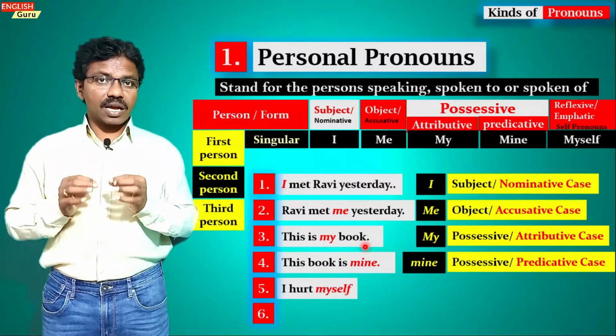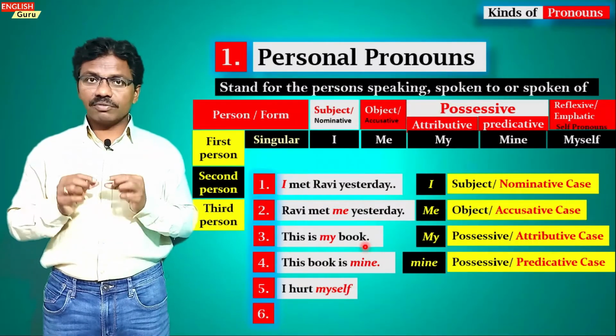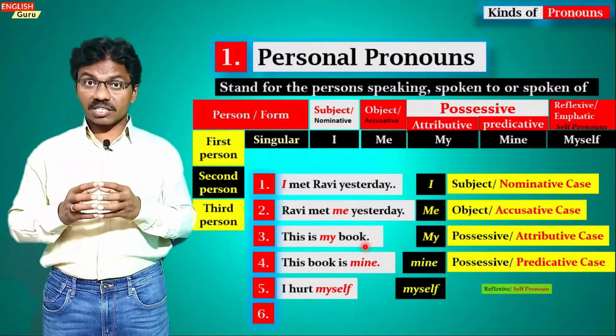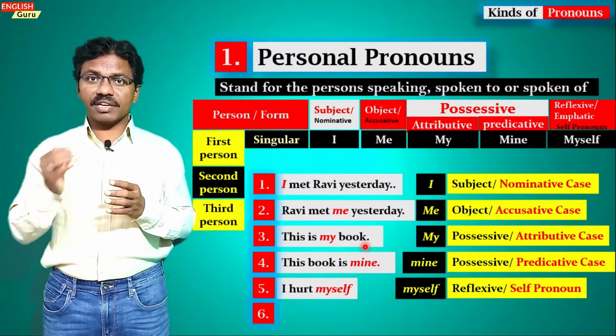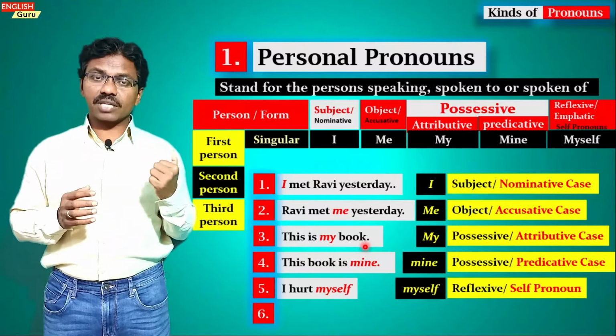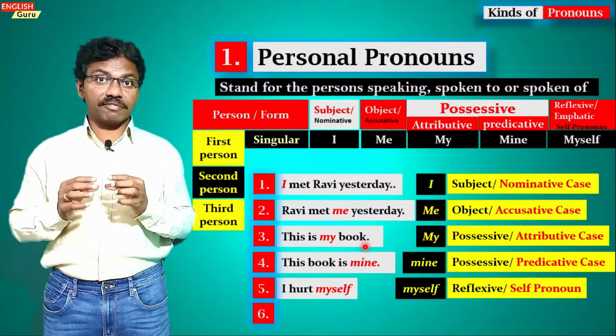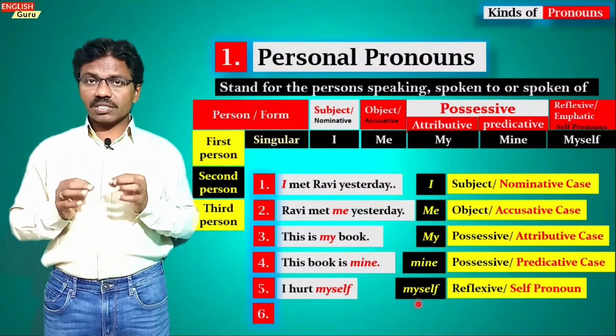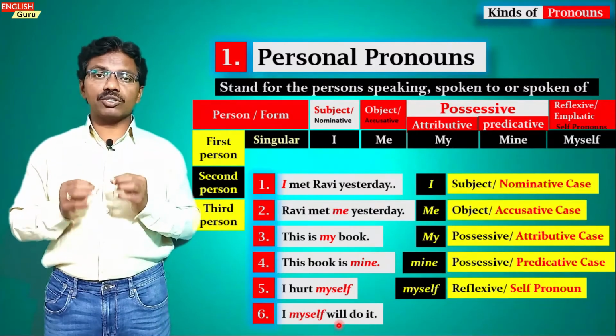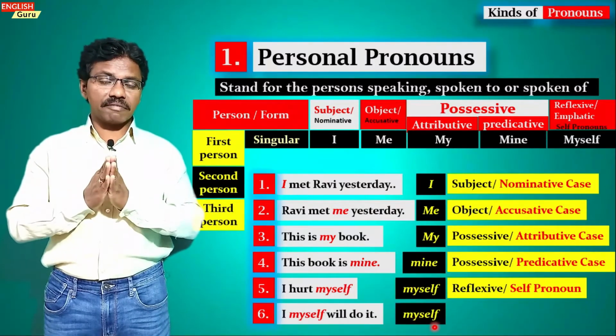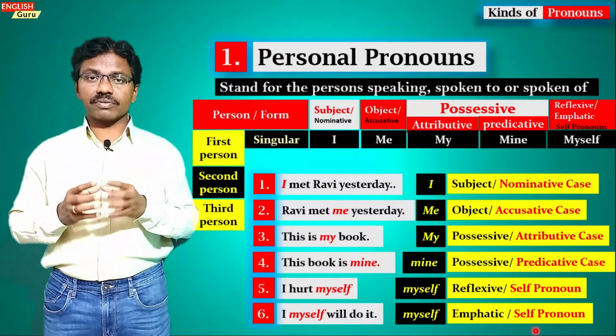The fifth one is I hurt myself. The word myself is a reflexive pronoun because it is reflecting the action on the subject I in the sentence. So it is a reflexive pronoun. Whereas in the sixth sentence, I myself will do it. Here myself is emphasizing the case, right?